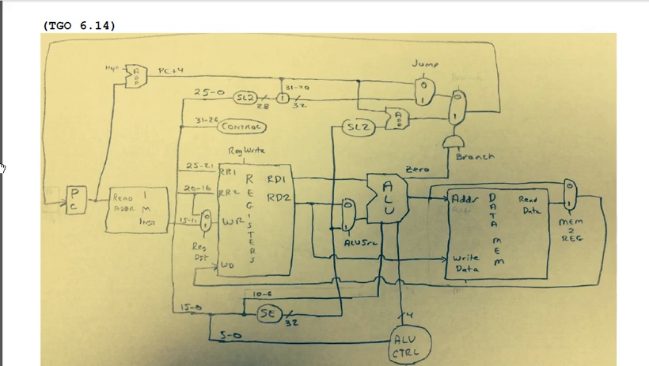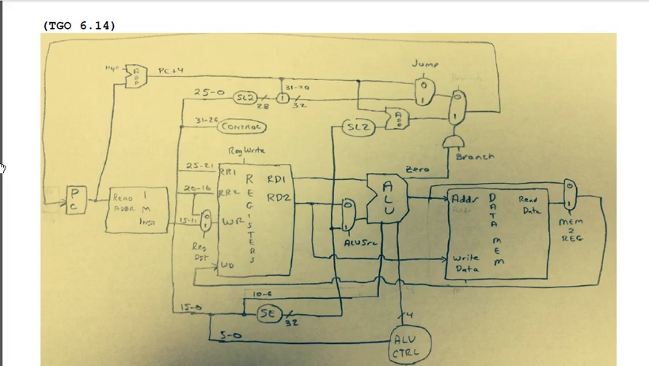This multiplexer here, 0 or 1, the control signal is register destination. We decide between 20 and 16 for WR, which is write register. 25 to 21 goes to read reg 1. 20 to 16 goes to read reg 2. We have this next control signal, register write, which determines whether or not we write to the register. And we have register destination to choose between 20 and 16.